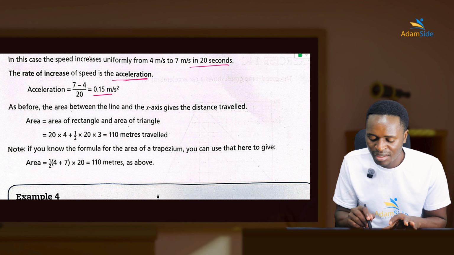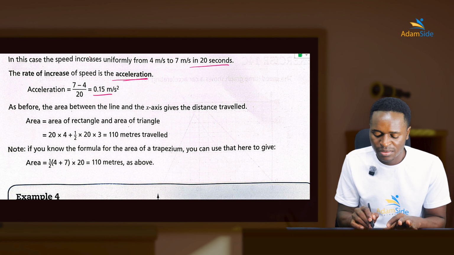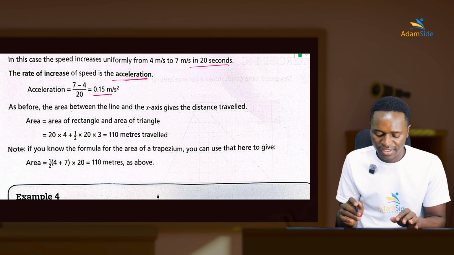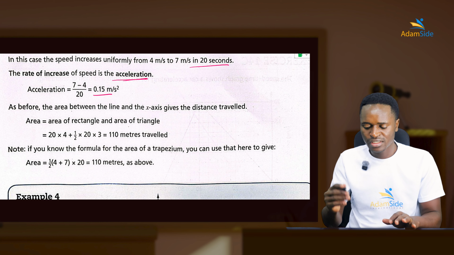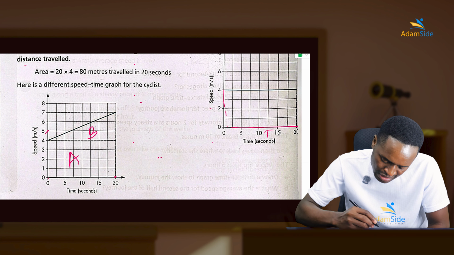As before, the area between the line and the x-axis gives the distance traveled, using the area of a rectangle and the area of a triangle. So you have 20 times 4 plus a half times 20 times 3, which is 110 meters traveled. So I'll show you how they got it. Remember, we have two objects, A and B. It looks like a trapezium.